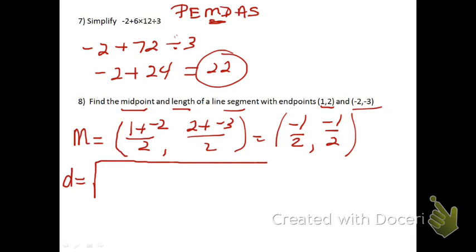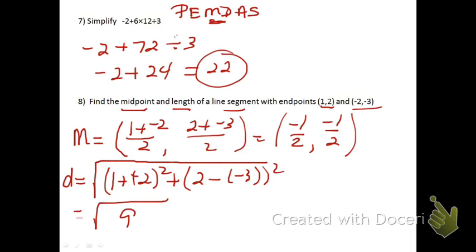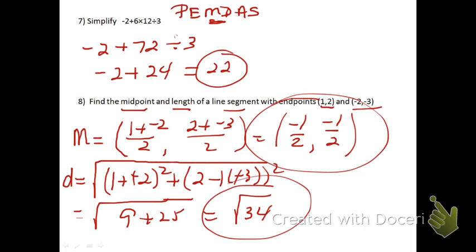Remember, the distance is the square root of the difference of the x-coordinates squared. So (1 take away -2) squared plus the difference of the y-coordinates squared. So (2 take away -3) squared. 1 take away -2 makes that a +2, which is 3, and 3 squared is 9. This double negative makes that a plus, and that's going to be 5, and 5 squared is 25. And 25 plus 9 is 34. So our midpoint is at (-1/2, -1/2), and our distance or length is square root of 34.